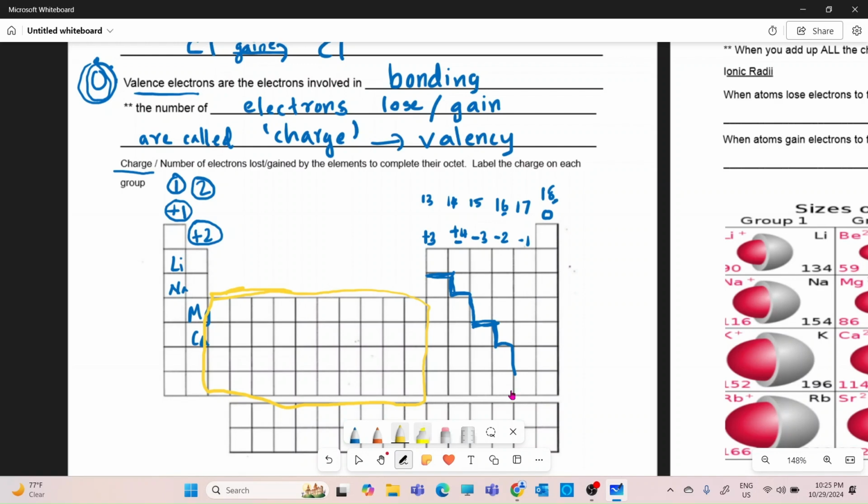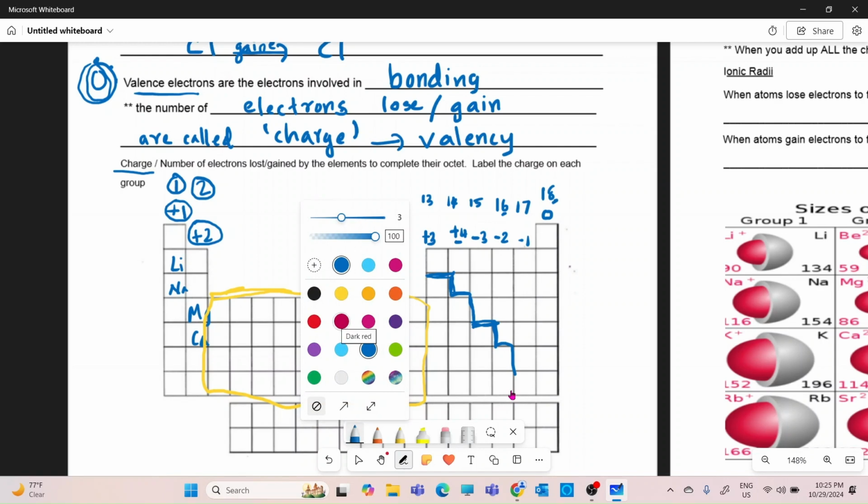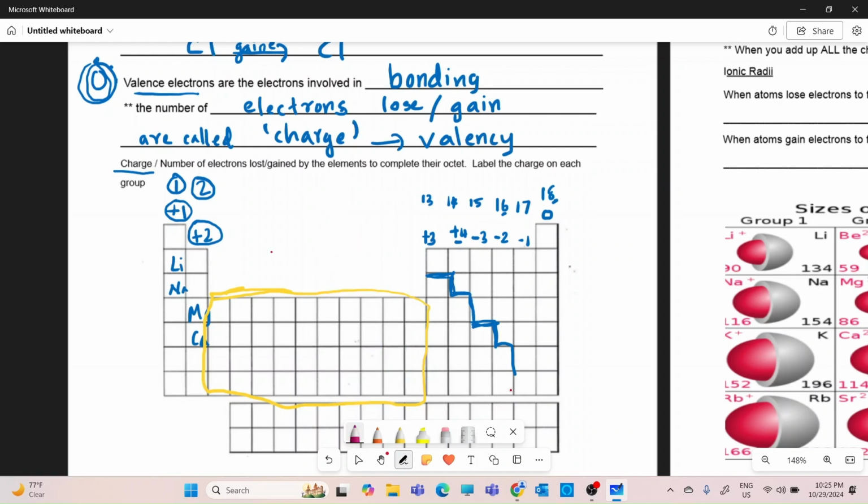So transition metals will show multiple charges. For example, iron will show +2 and +3. Copper will show +1 and +2. So it is very difficult to memorize all these oxidation states.